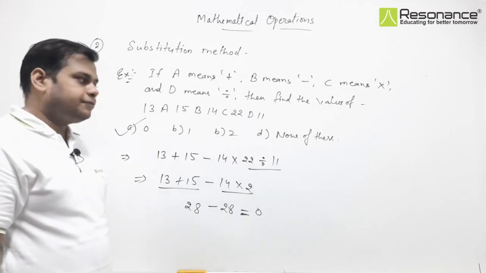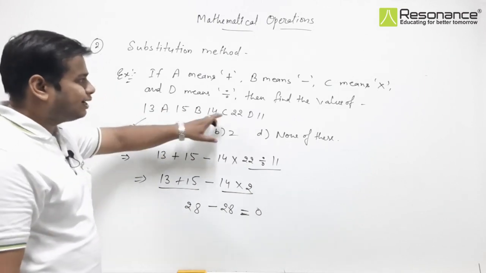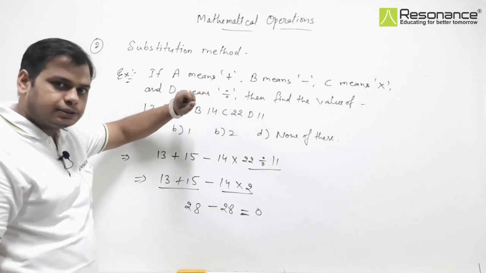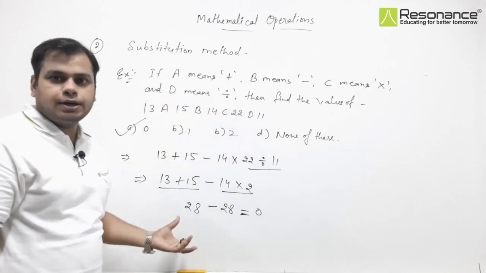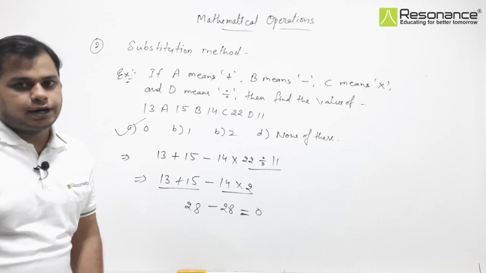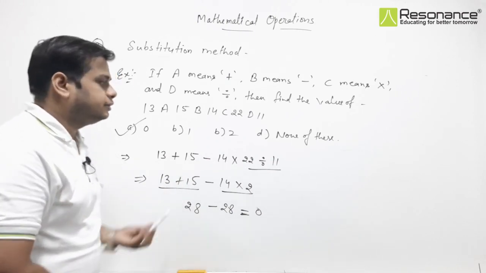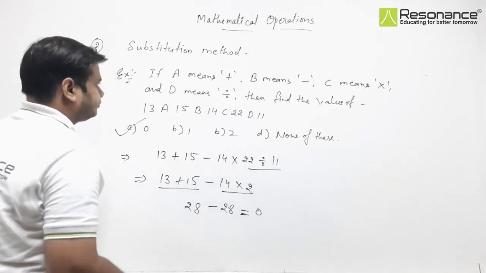So this is how we have to solve. First we have to substitute the correct signs which are given in direction, then we have to apply the BODMAS rule, and then we have to find the correct answer. This is called substitution.